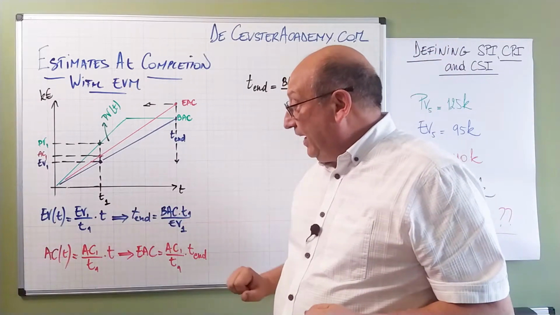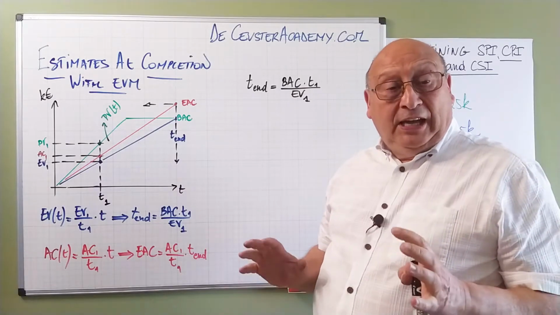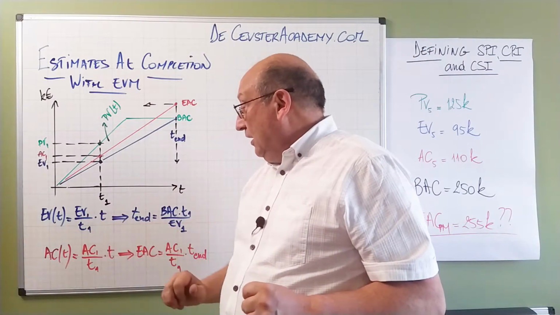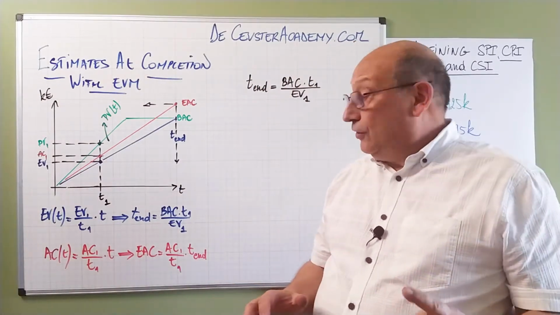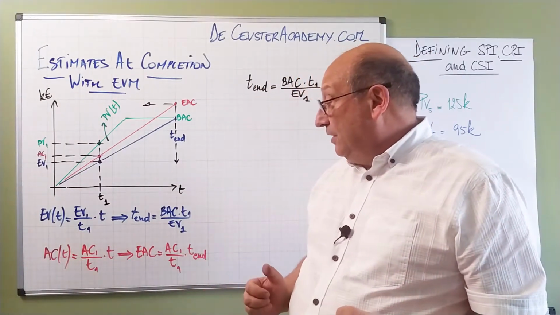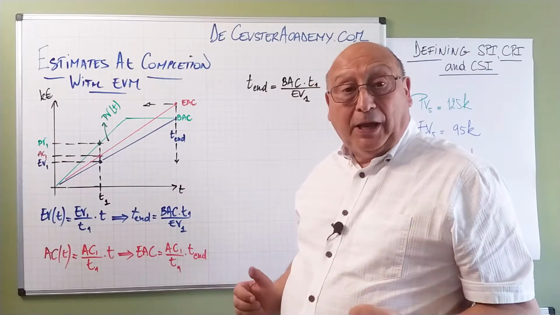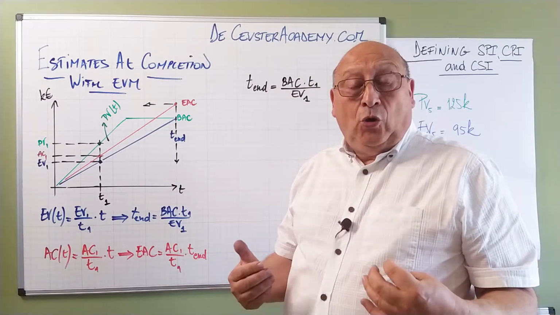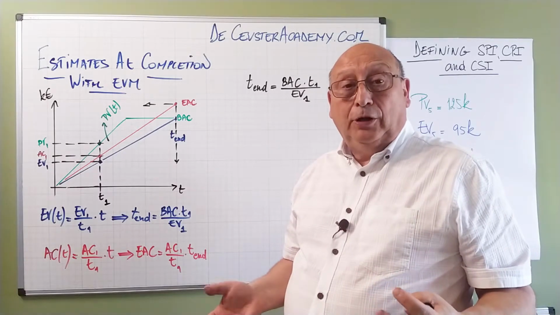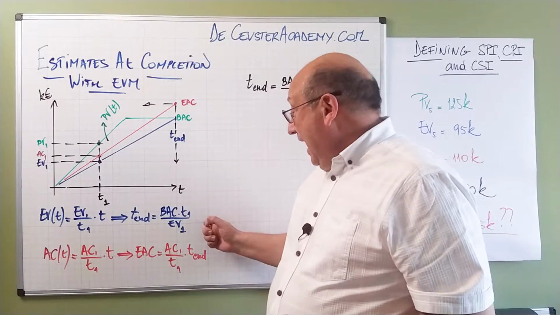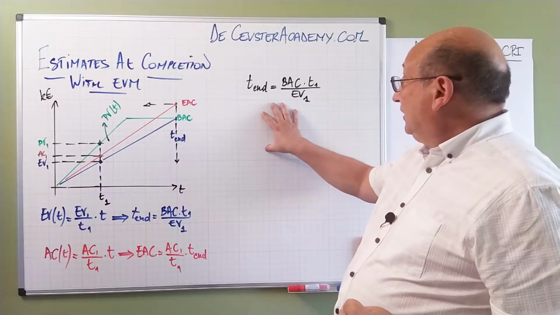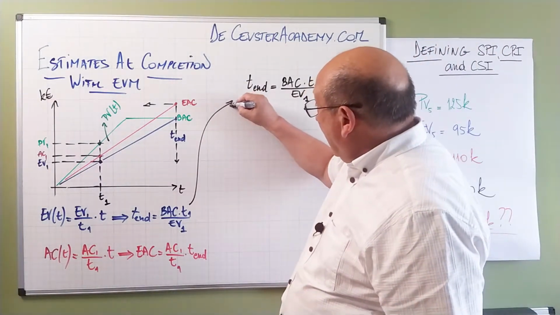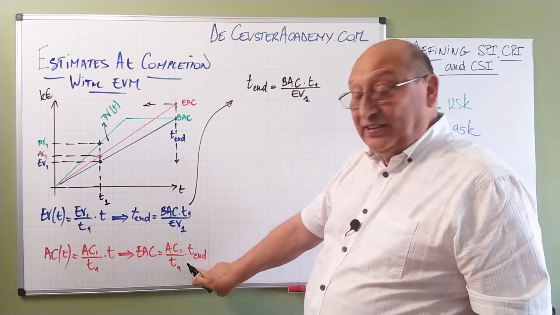We start from the expression of the earned value as a function of time. So we know the slope is earned value divided by T1. So the earned value at the time T1 multiplied by the time. And we find the end time when the earned value is equal to the budget at completion. And that's the end time, so we can start from this formula.